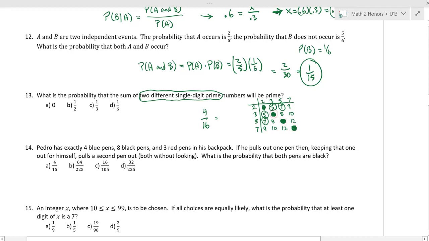So it's not 4 out of 16. How many numbers are there? 1, 2, 3, 4, 5, 6, 7, 8, 9, 10, 11, 12. It's 4 out of 12, and that comes out to be 1 out of 3.